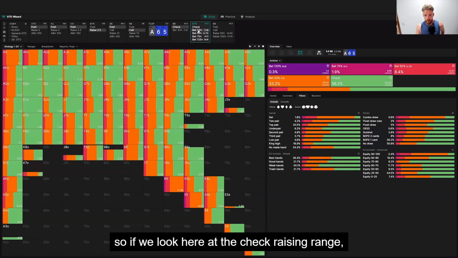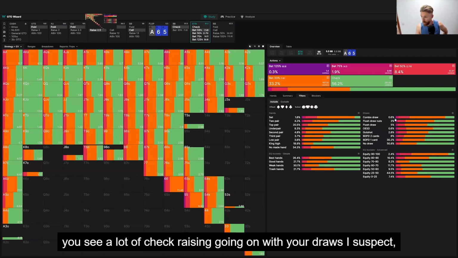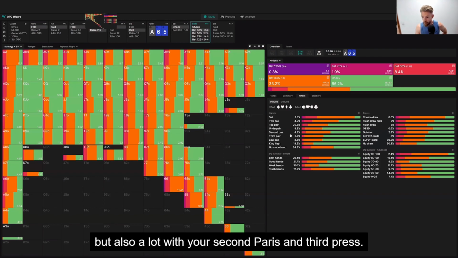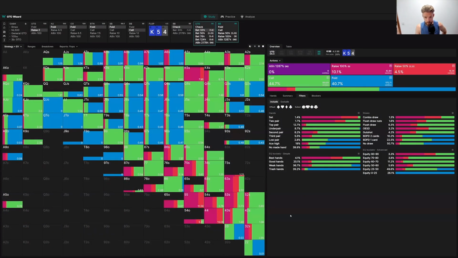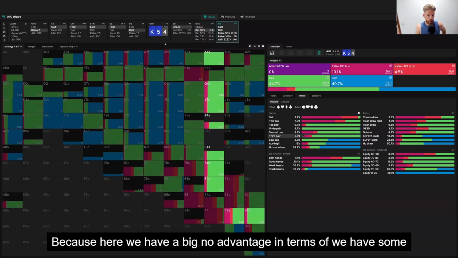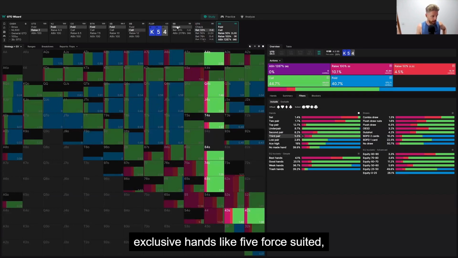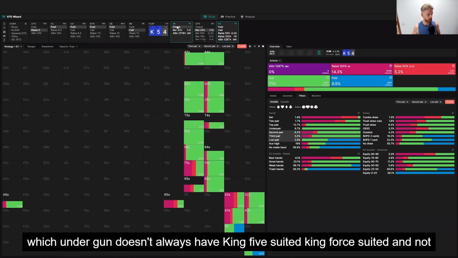So if we look here at the check raising range, you see a lot of check raising going on with your draws, I suspect, but also a lot with your second pairs and third pairs. This is the highest frequency that we have seen, okay? Because here we have a big nut advantage, we have some exclusive hands like 5-4 suited, fours, which under the gun doesn't always have, king 5 suited, king 4 suited.